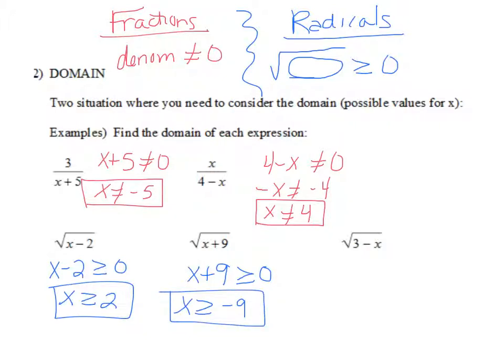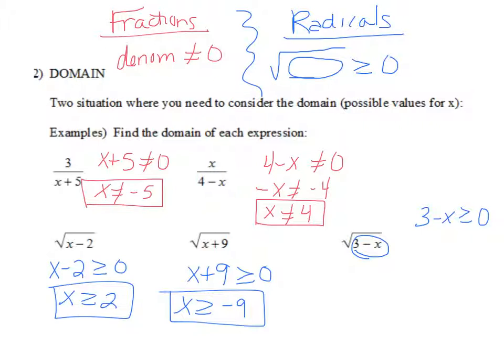Okay, so we have this last one, the square root of 3 minus x. Notice the x got switched around there. Sometimes that'll mess with your signs a little bit, so let's look at this one. I'm going to start off the same way. I'm going to take this radicand right here and make sure that it stays greater than or equal to 0.